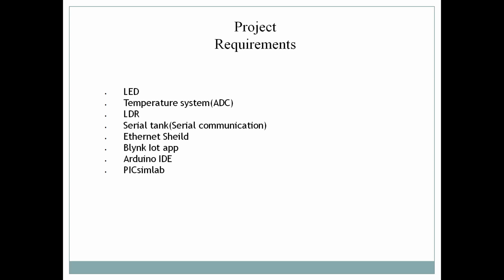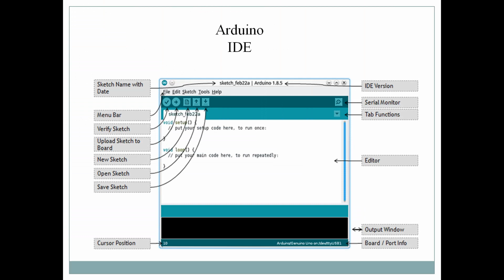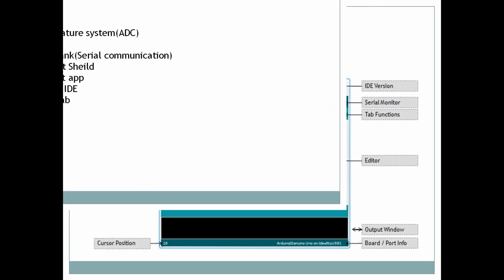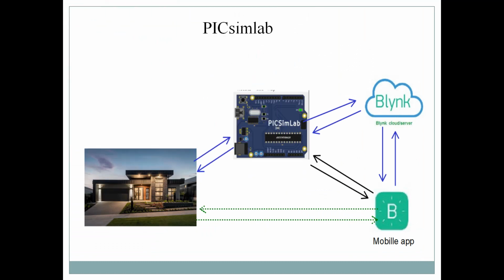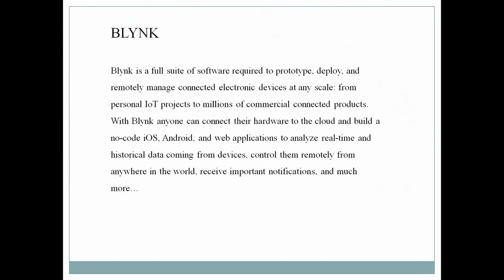serial tank for serial communication, Ethernet shield, Blink IoT app, Arduino IDE for programming, and Fritzing lab for integration of different components, right? So basically, first of all, what is LED? I will explain what exactly an LED is, but right now I'm just listing which tools I'm using here. First of all, I'm using Arduino IDE for programming, and afterwards Fritzing Lab for integrating different devices, and the Blink IoT app, which controls our whole program through wireless technology, like from our mobile also.